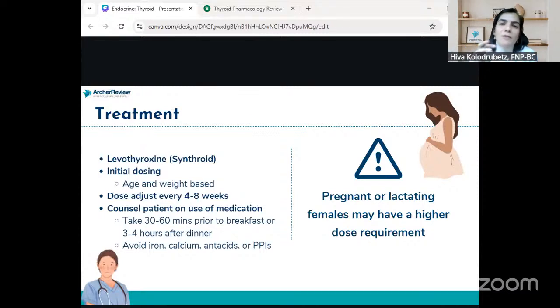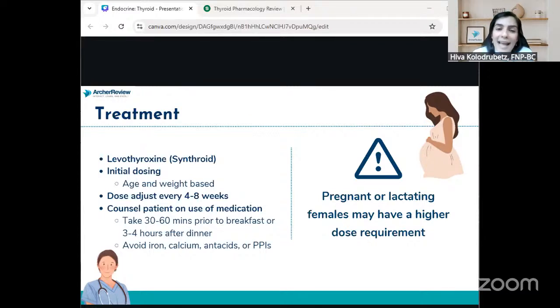You have to really give the medicine time to work. So 6 to 8 weeks is best, and then you want to check those labs again, adjust the medication gradually, and recheck in another 6 to 8 weeks to see what the final dose is going to be. And then we always want to counsel patients on taking this medication. We'll talk a little bit about that.